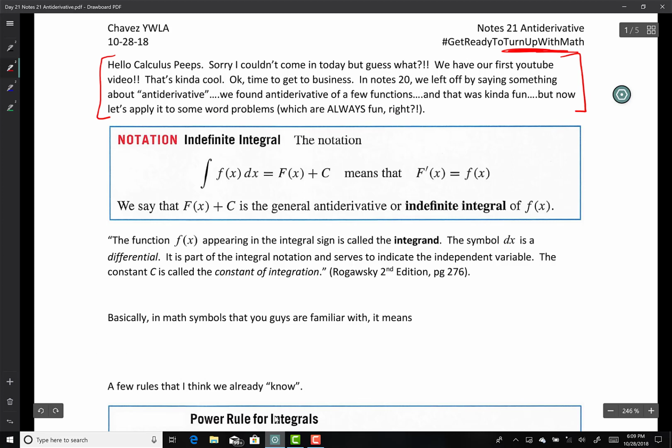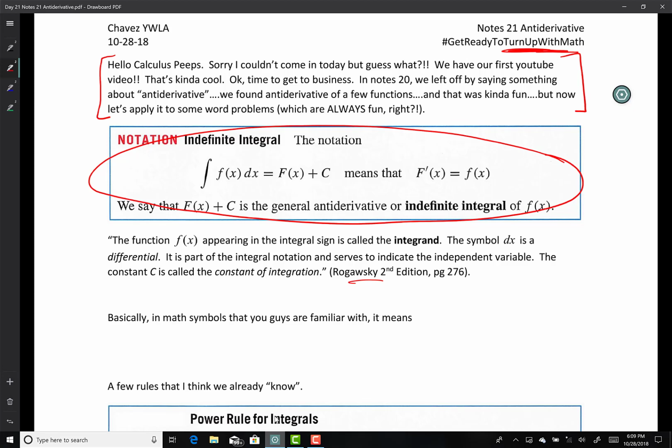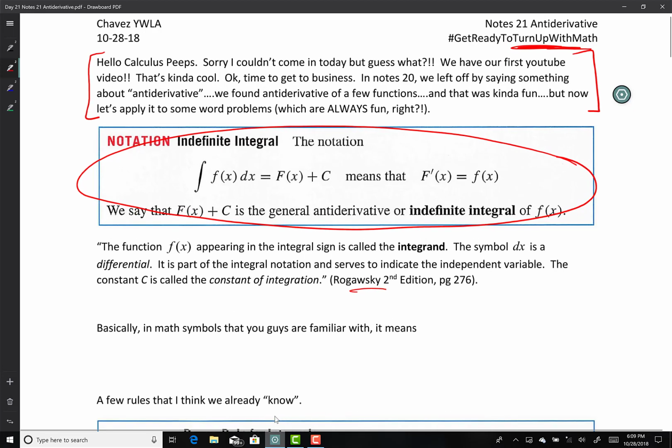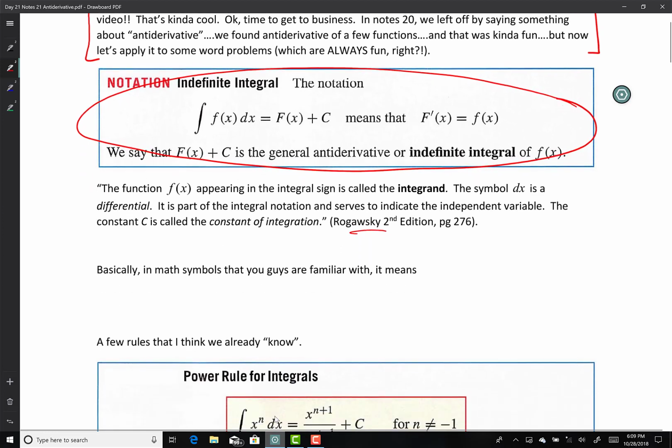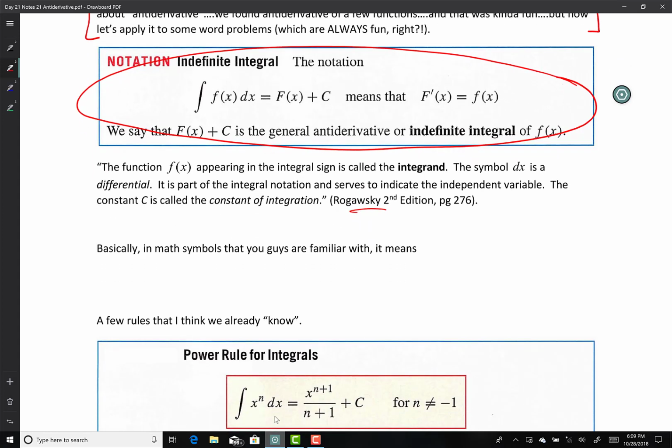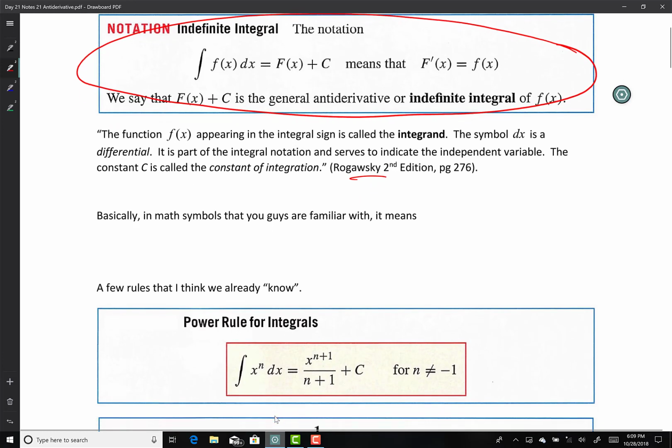So pretty much where we left off on notes 20 is we started doing antiderivatives. Basic ones, nothing fancy. And here's what we did. And if you want to read what Mr. Rogowski said from his second edition book, you can read all that good stuff. And if you get it, that's cool. You should be a math major. And if you don't get it, that's fine. Most high school kids, probably myself when I was in high school, I would read that and be like, I think I get it, but I'm not exactly sure.